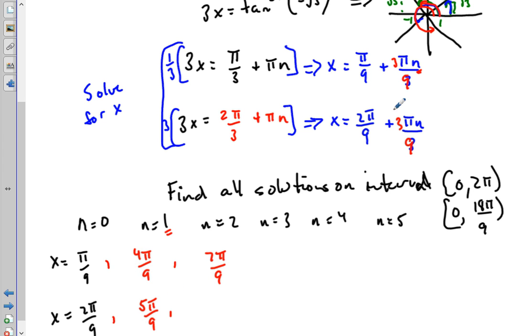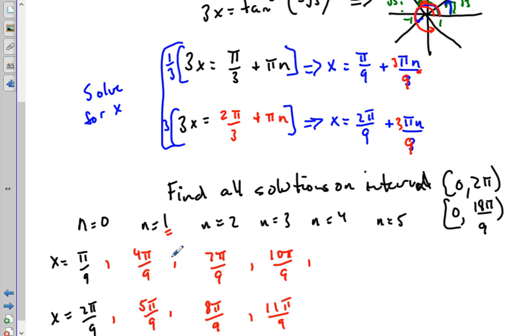Plug in a 2. Here, 6 plus 1 is 7 pi over 9. Plug a 2 in here, 6 plus 2 is 8. Yep, 8 pi over 9. You might see a pattern developing: 1, 2, 4, 5, 7, 8. What do you think the next one's going to be? Not sure. 9, 10 pi over 9. This is going to be 11 pi over 9. Do you see the pattern?